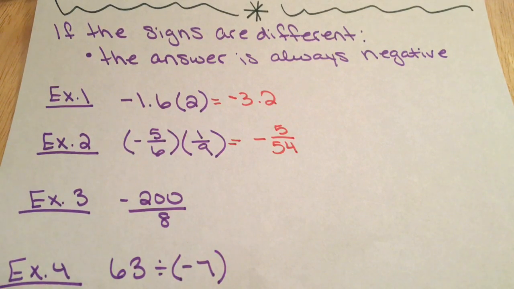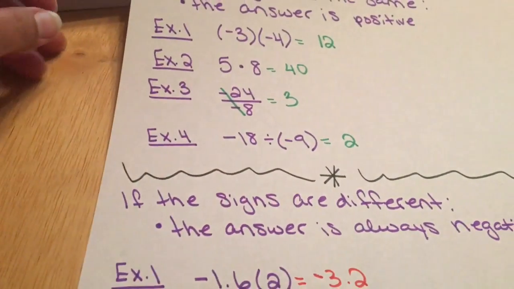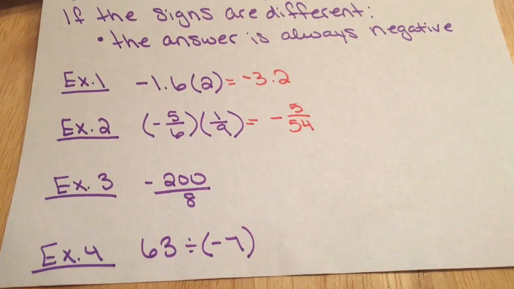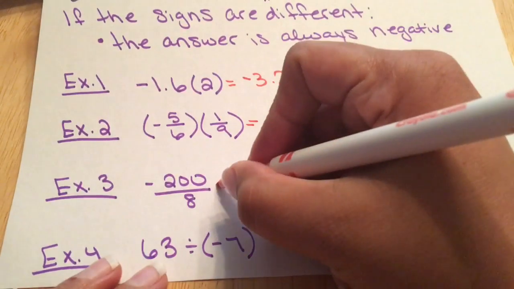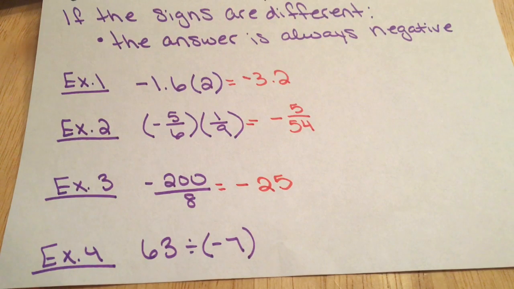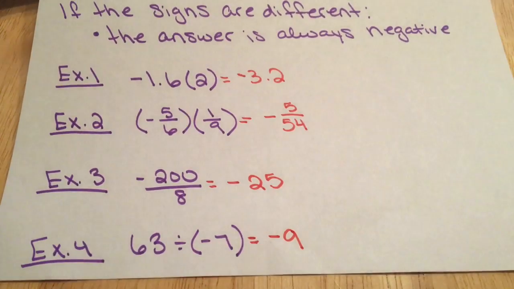On example 3, this kind of mirrors our example 3 from the top. We saw when we have two signs that are the same how we can easily cancel those out or just cross them out. On example 3 here, I only have one sign that I see. So a -200 divided by a positive 800, the signs are different. The answer is going to be a -25. And our last one, example 4, we have a positive 63 divided by a -7. Again, a positive divided by a negative has different signs. Therefore, we know the answer is going to be a negative, and it will be a 9.